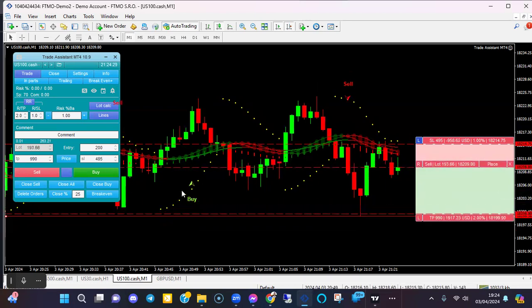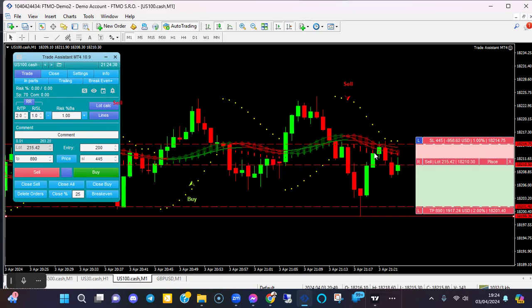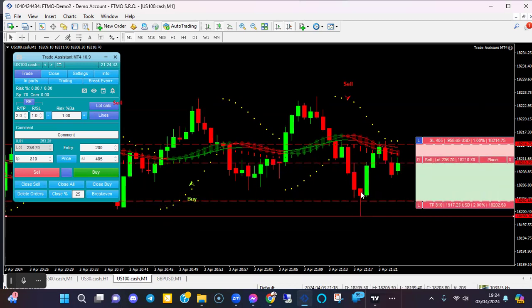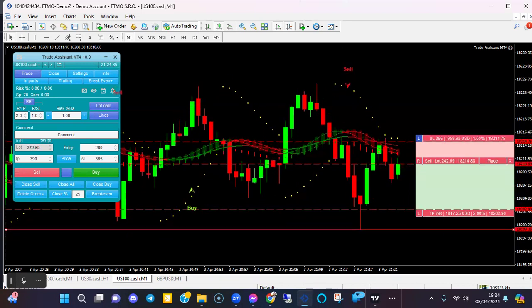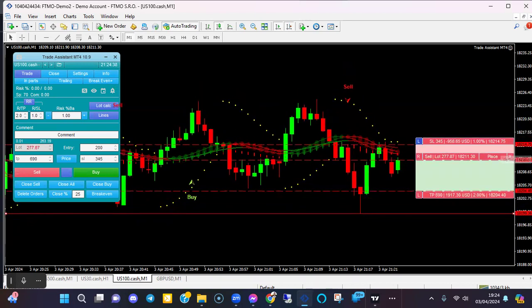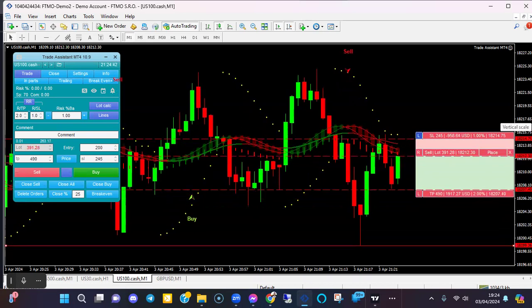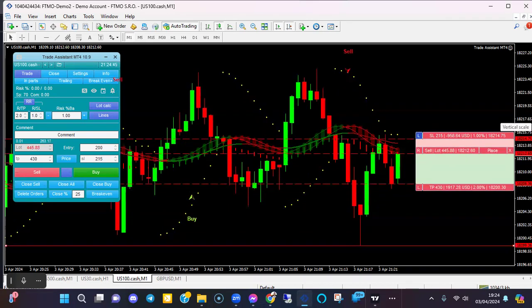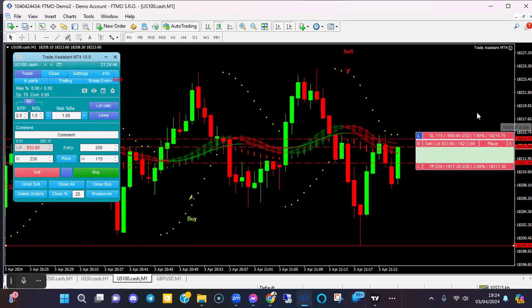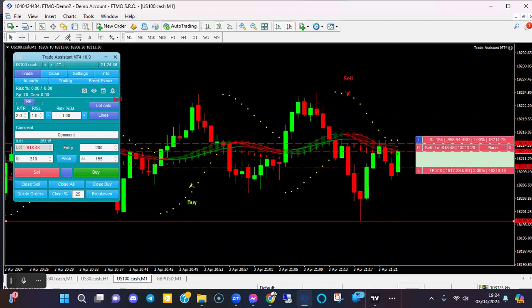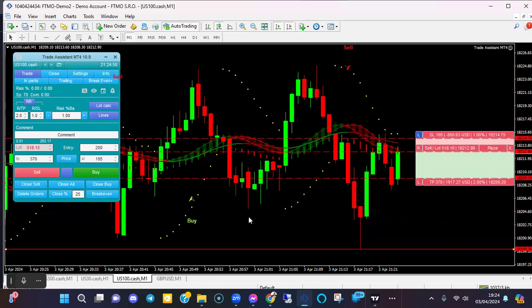But what I'm seeing here is a lot of consolidation. I had a good go here, and you know what? I don't really feel like taking a trade, to be fair. And that's not a bad thing either. If you really don't feel like taking a trade, don't. Nobody's forcing you to take a trade.